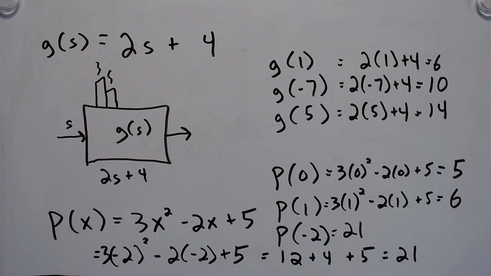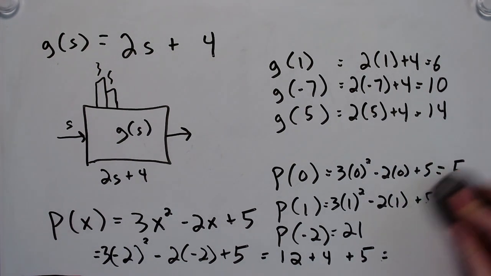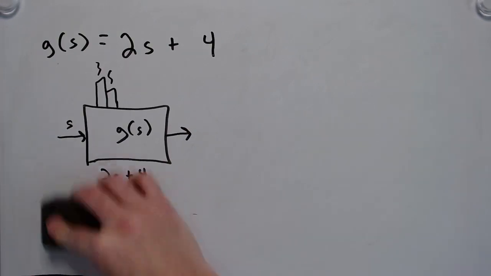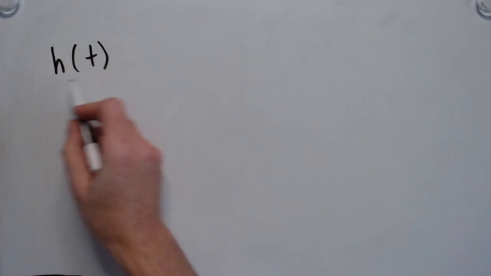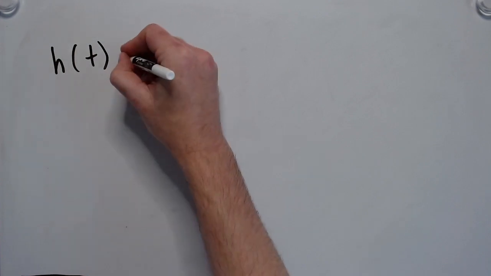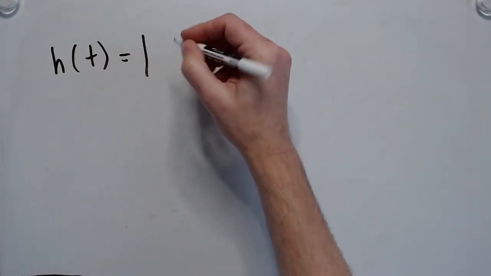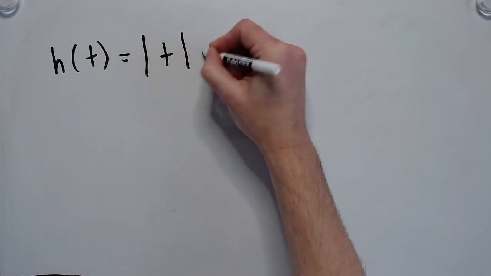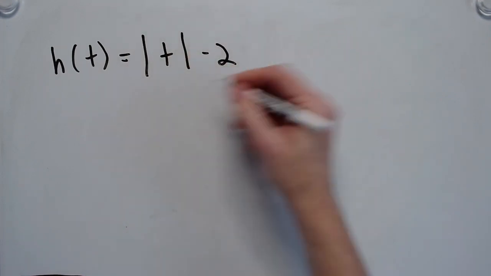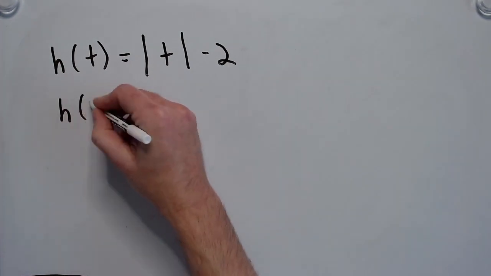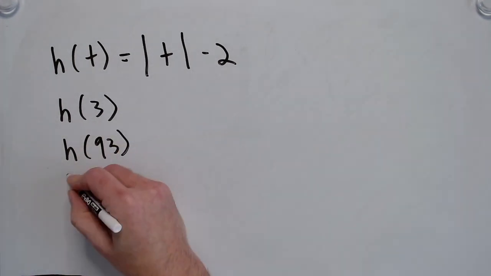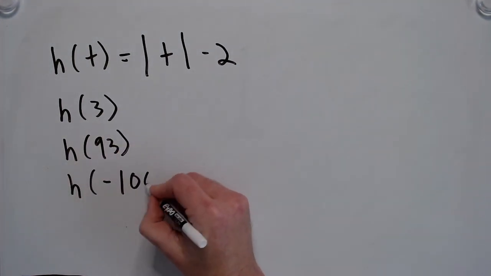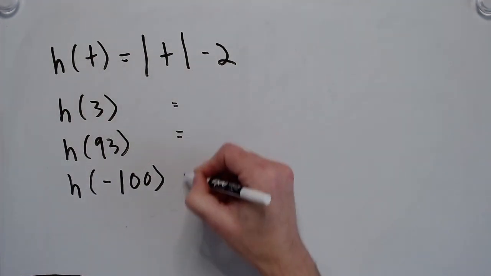All right, let's clean this off and do one more example. All right, we're going to do h of t. Again, just a different name, and the variable here now is t. What I want to find out is the absolute value of t minus 2, where we want to find h of 3, h of 93, and h of negative 100. And we'll just kind of put all our equals out here.